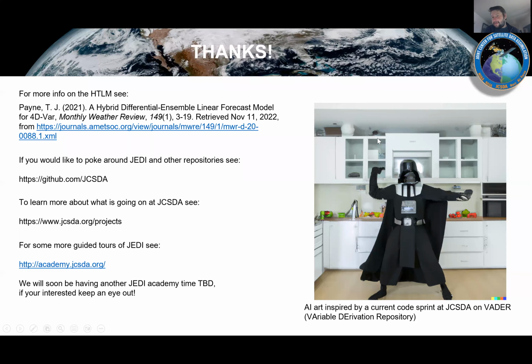And then this last AI art image: right now there's a code sprint on Vader, which is the variable derivation repository for variable changes between models, and it uses recipes to switch between models. So the director had typed in Darth Vader dancing, developing recipes in the kitchen, and sent that out on Slack, but I thought it was kind of fun. So, okay, that's all I've got.